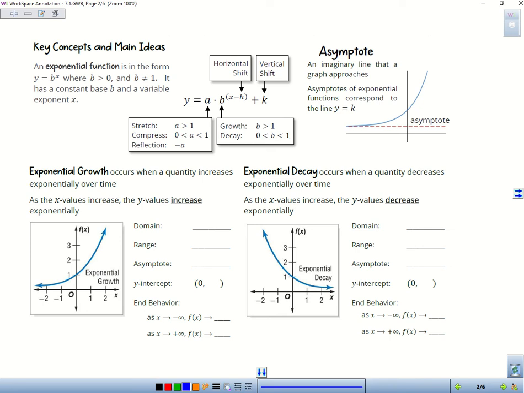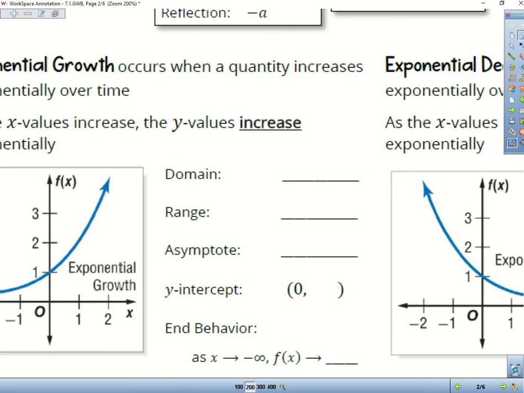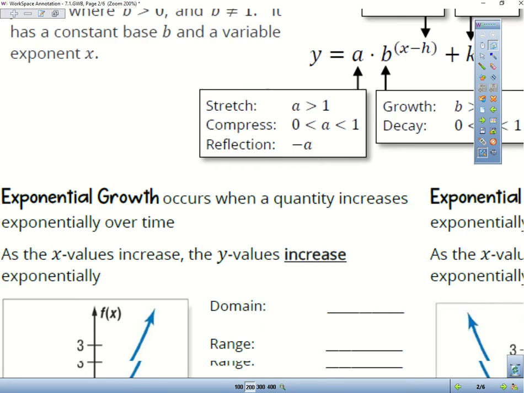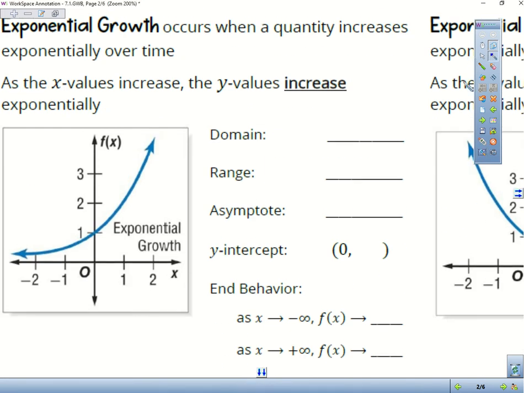And then we'll talk about what an asymptote is. An asymptote is an imaginary line that the graph approaches. Asymptotes of exponential functions correspond with the line y equals k. So let's go ahead and look at exponential growth. So I'll zoom in here while we do that. So if you're wondering what equation is graphed here, I'll just tell you. It's just a standard exponential growth function, y equals 2 to the x. Okay, so that's the equation that's been graphed here, if you're wondering.